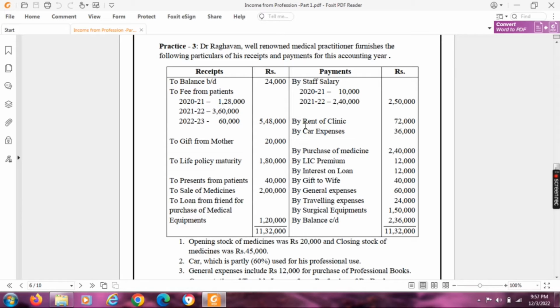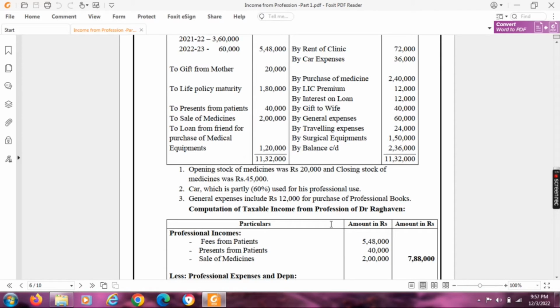Rent of clinic is an expense, purchase of medicine, LIC premium, it's a personal nature. Interest on loan, nothing was given, whether personal or professional. So we can treat it as a professional nature. Gift to wife is a personal. General expenses, it is a professional nature. Traveling, also professional. Surgical equipment, we have to charge depreciation at 40% for surgical equipments. Adjustments, opening stock of medicine was 20,000 and the closing stock of medicine was 45,000. Actually, in the question itself, it was given cash book.